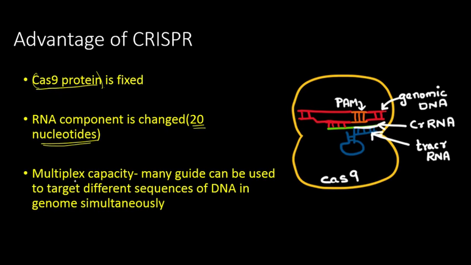Then it has a multiplex capacity, which means we can inject multiple CRISPRs with different targets. We can inject all of them together into a cell, and each of them will go and act, and we can edit in different areas at the same time. So it has a multiplex capacity compared to the previous generations, where we could only edit one at a time. It is very difficult.